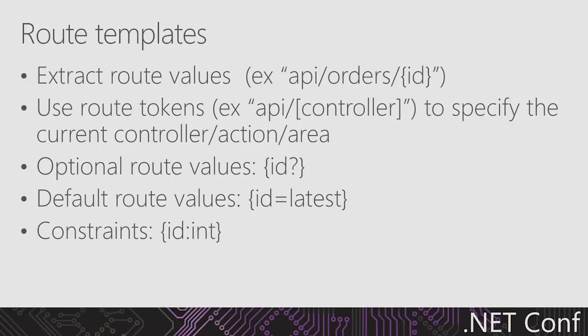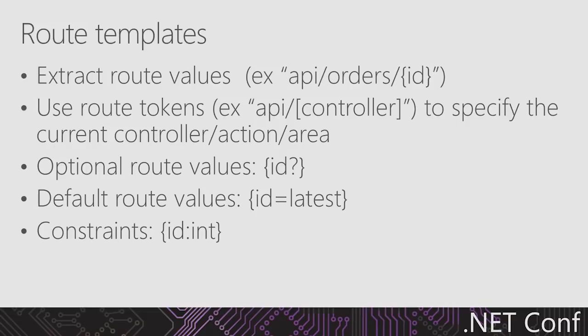Now, route templates have some really nice features, some interesting syntax. First of all, if you want to actually extract some data from the URI, you can specify that in your route template using brackets. If you put a name in brackets, that part of the URI will then get captured and made available to you in the framework. So for example, here, API/order/{id}, that {id} is a route value. That path segment will get captured and made available to you as a value named ID.